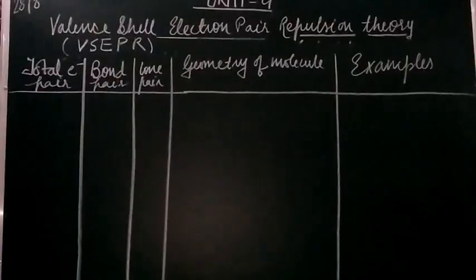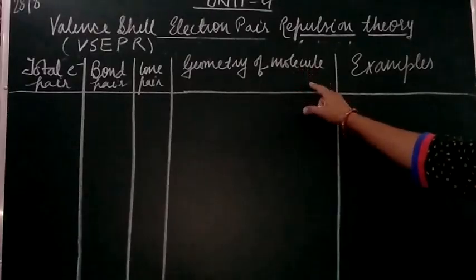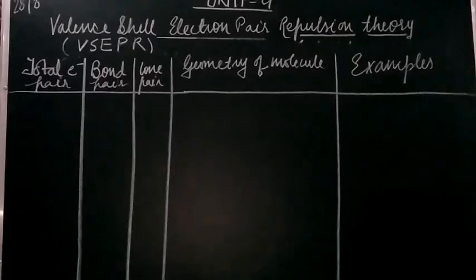We are going to discuss the shape of molecules depending upon the total electron pairs, on the basis of the bond pairs and lone pairs which a molecule has, and then we will give the geometry or the shape of the molecules and discuss a few examples.